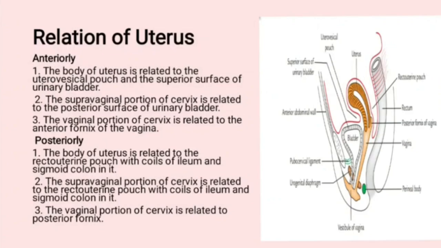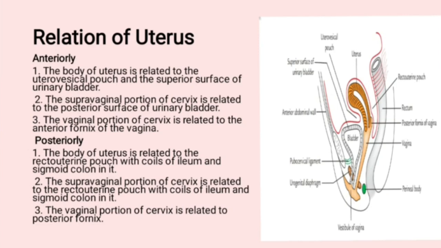Now the important topics, that is the relation of the uterus with anterior, posterior and lateral surfaces, and what organs lie anteriorly, what organs lie posteriorly and laterally to the uterus. We may learn about this from this slide.